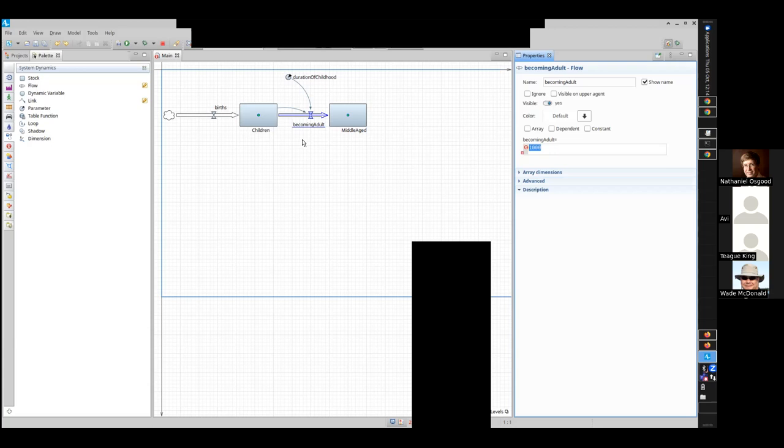So the dimension of this flow, becoming adult, is people per year, right? People per unit time. So give me a formula that has that dimension. What's the formula? Speak up, Patrick. Children divided by duration of childhood. Yes, excellent. Children divided by duration of childhood.